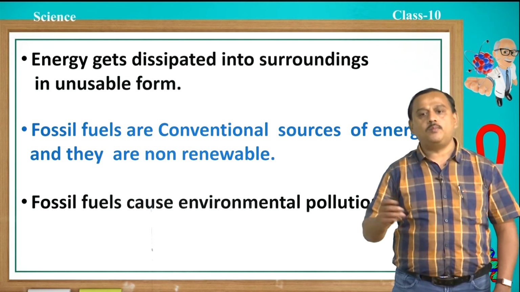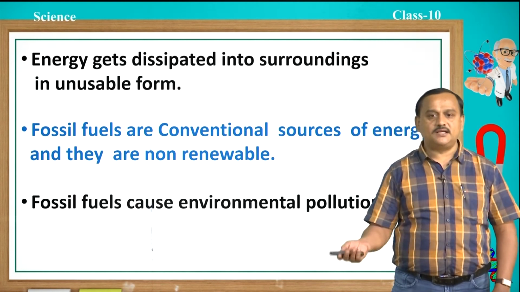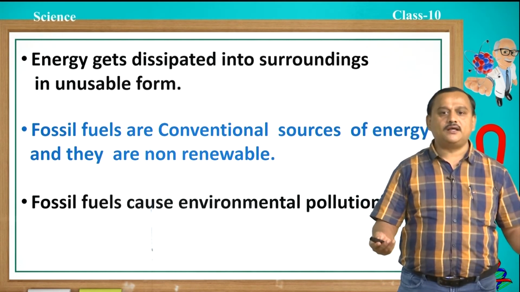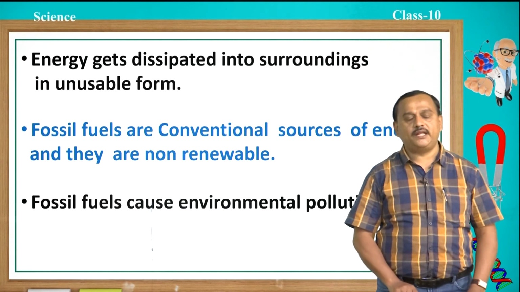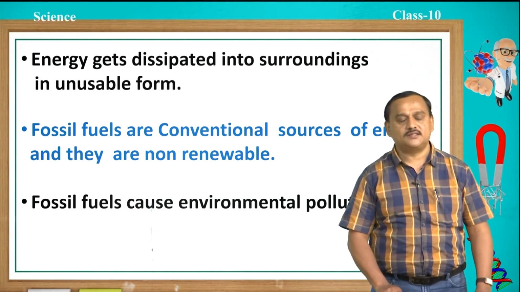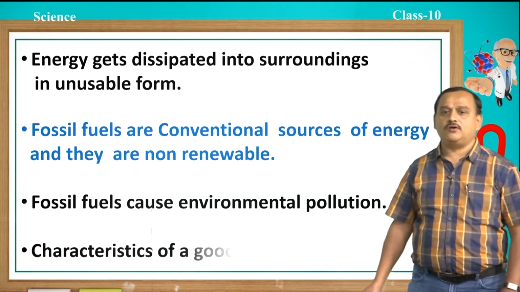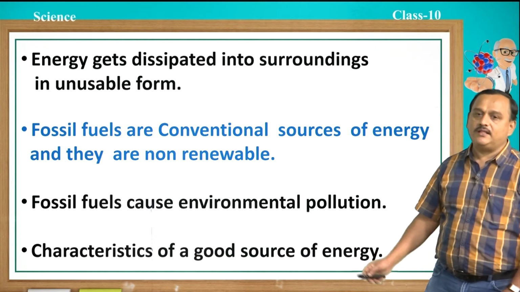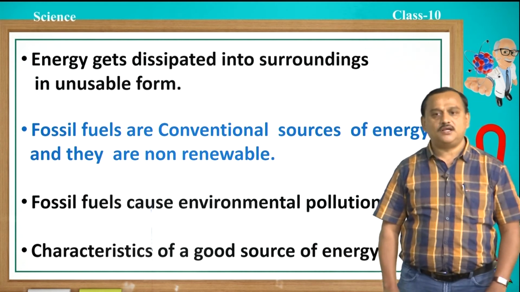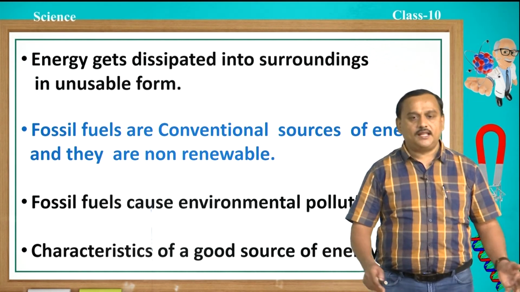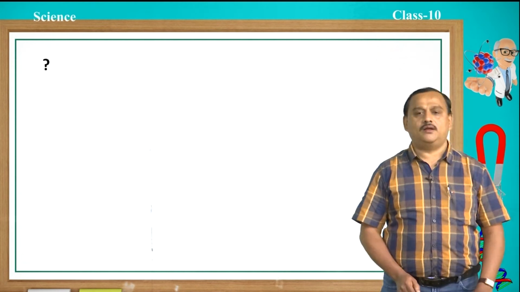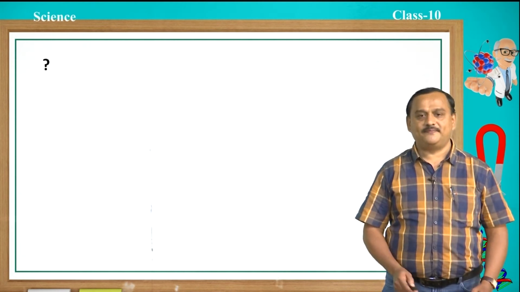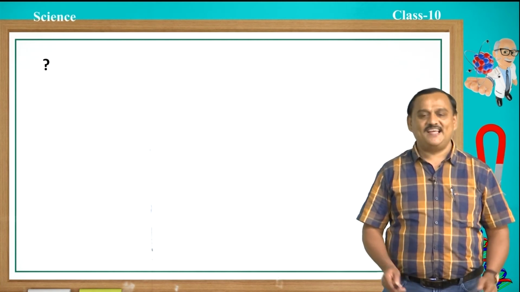They cause global warming, they increase the heat of the globe, and they cause acid rain also, and many health hazards are caused by these fossil fuels. Therefore, we have to go for good source of energy, and we learnt characteristics of good source of energy also. These were the learning points of today's class. Let us have a small quiz on what we have learnt so far. Are you all ready? Let us begin.